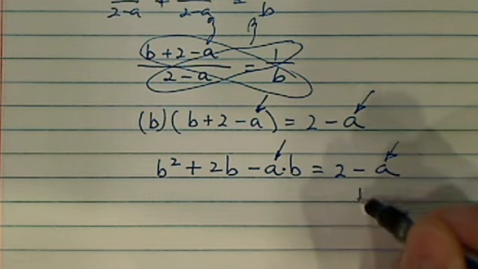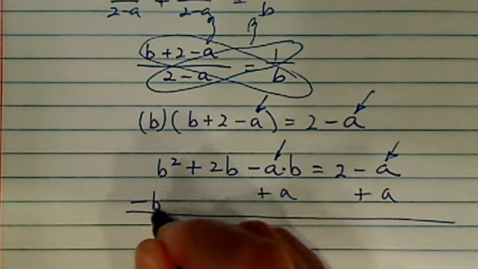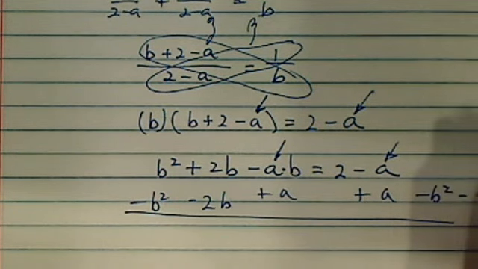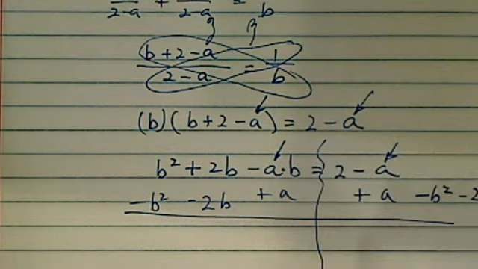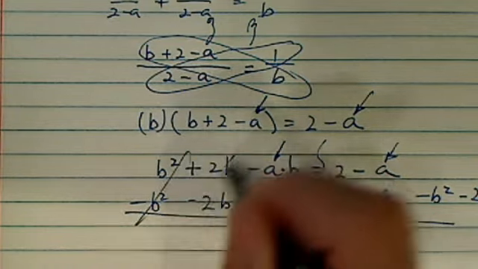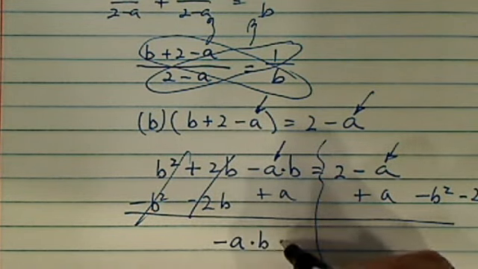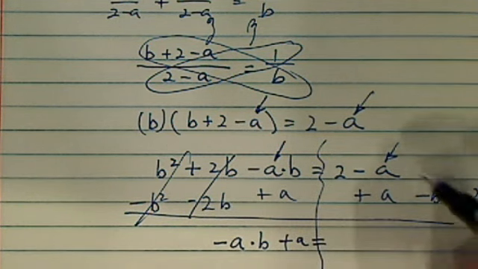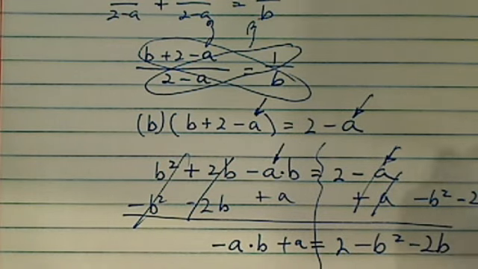Okay, so let's try that. I'm going to add A here, add A here. Okay, minus B squared minus 2B here, minus B squared minus 2B there. So here's my equal sign line. This cancels. I have minus A times B plus A is equal to, this cancels, 2 minus B squared minus 2B.